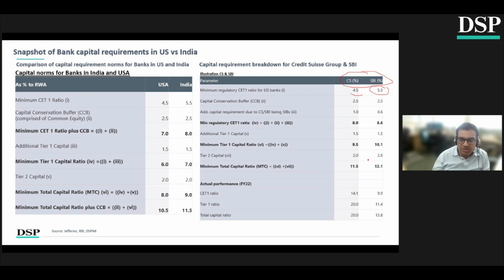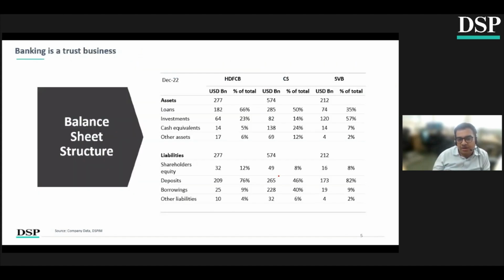And in terms of actuals as well, one thing to keep in mind is while the CET1 ratio of Credit Suisse was 14%, you'll see in the next slide how despite this, they went down and needed a bailout. So here, what I've explained basically is the balance sheet structure of the three banks. I've taken HDFC Bank as a representation for India, Credit Suisse and SVB.